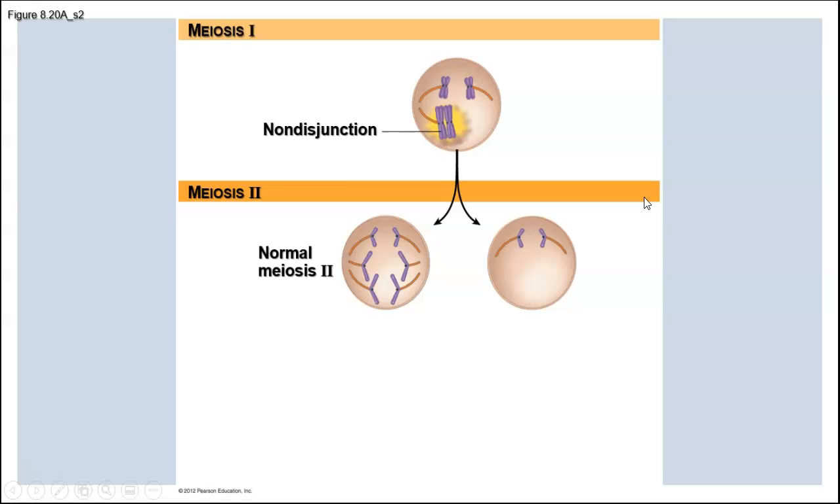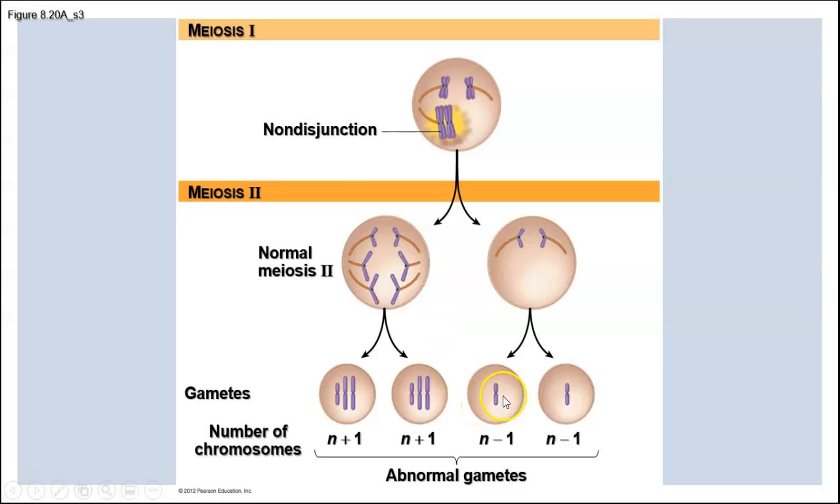And so you end up with gametes that will produce either a monosomy or a trisomy in this case, okay? A monosomy means having only one copy of the chromosome. In humans, there is only one survivable monosomy, and we'll talk about that.